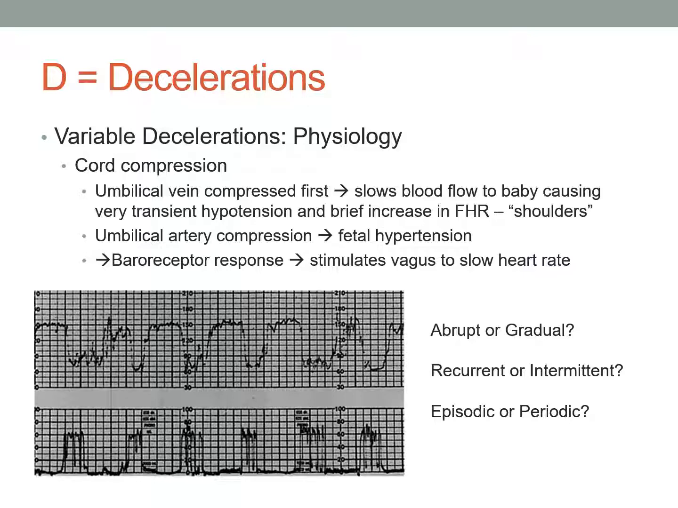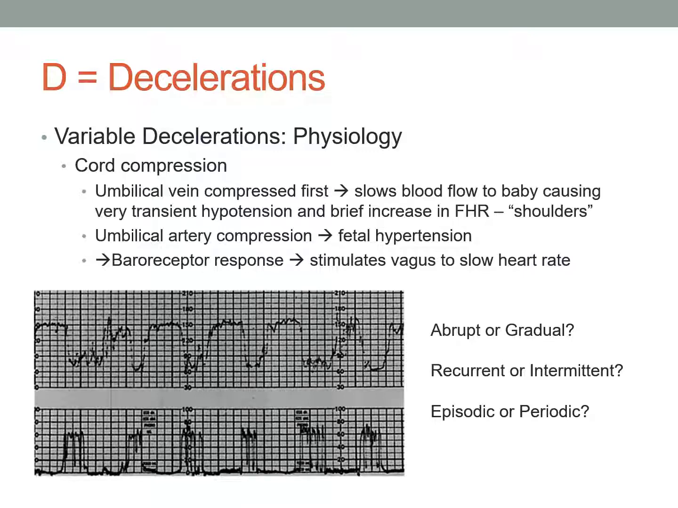Then, pretty quickly after the vein is compressed, the umbilical artery is compressed. Compression of the umbilical artery causes fetal hypertension, which leads to a baroreceptor response to stimulate the vagus nerve to slow the heart rate. Now you guys should remember baroreceptor responses happen fast, therefore variable decelerations are abrupt. So take a look at the decelerations in this really awesome, well-printed fetal heart rate monitoring strip that I've included for you. So does this look abrupt or gradual? Is it recurrent or intermittent? Is it episodic or is it periodic?